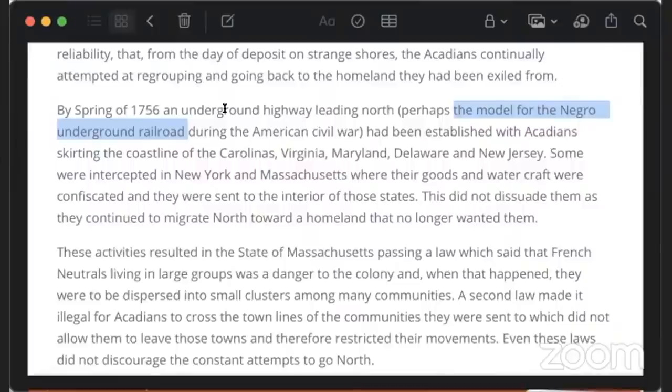The Acadians going back home north, not because they were seeking freedom, because the North was free states? No. The North had so-called indentured servants to slaves. Don't get fooled.